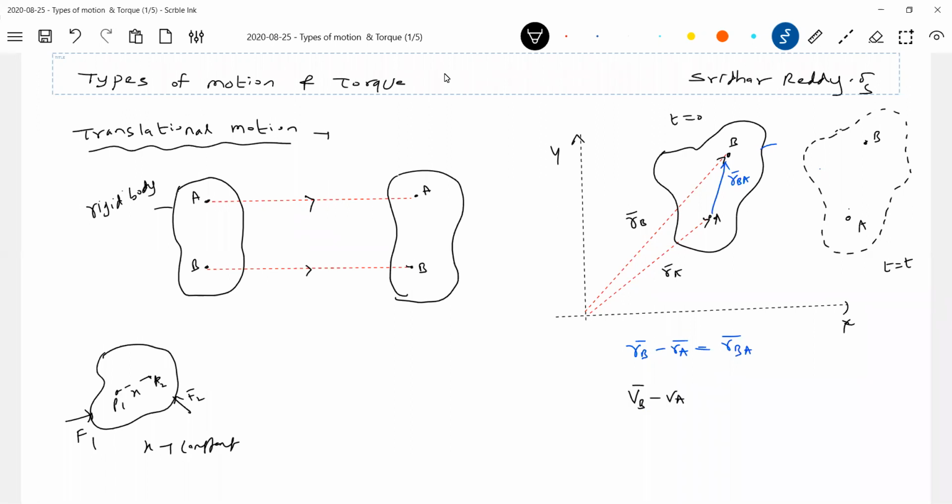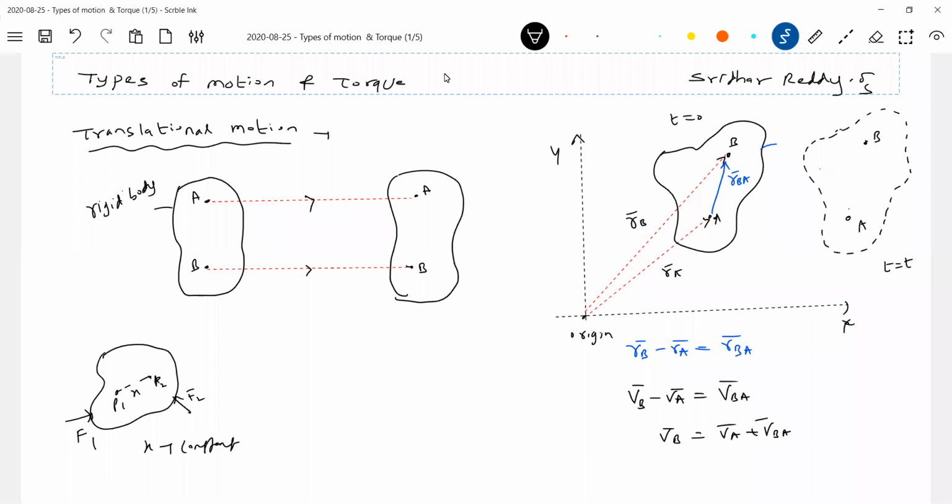VB bar minus VA bar is equal to VBA bar, or VB bar equals VA bar plus VBA bar. What are VA bar and VB bar? Velocity of the points A and B with respect to the origin, or shall I call them absolute velocities? And what do you mean by VBA bar? Velocity of B with respect to A.